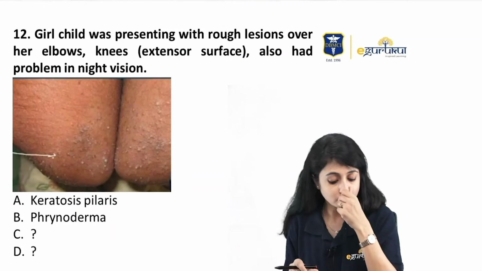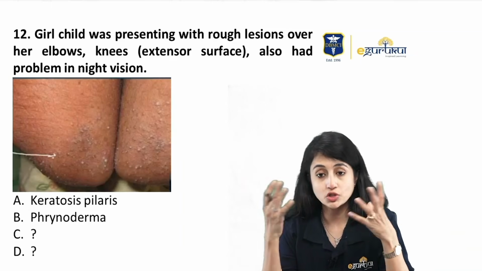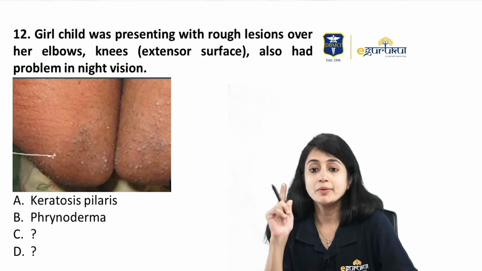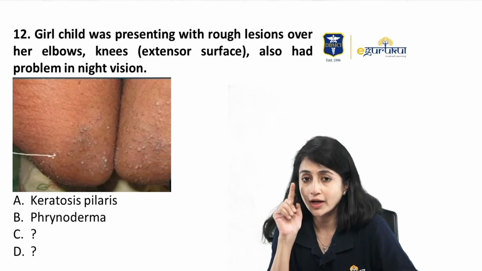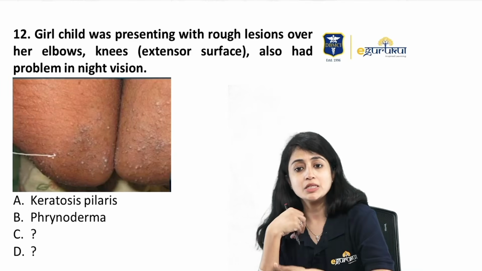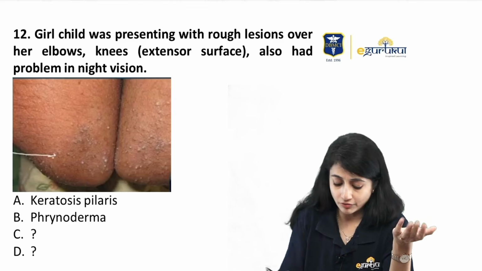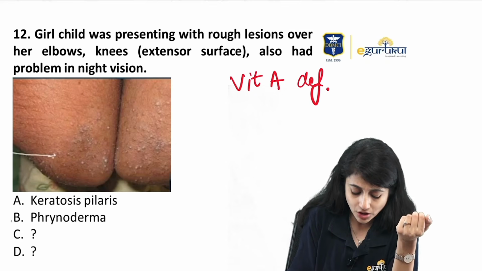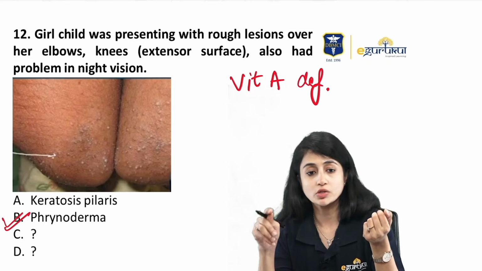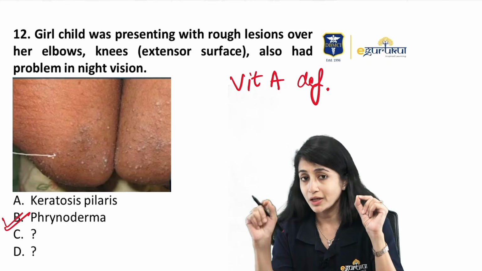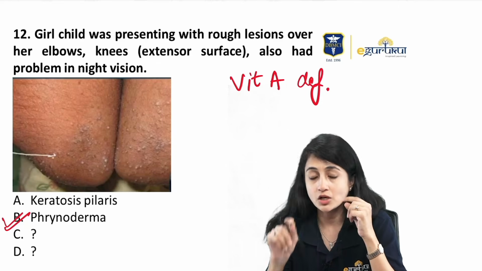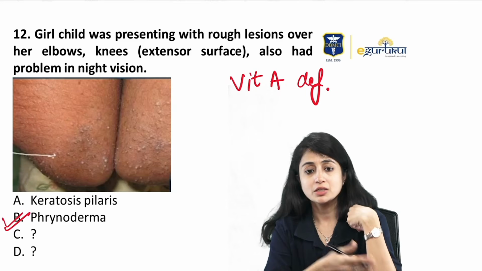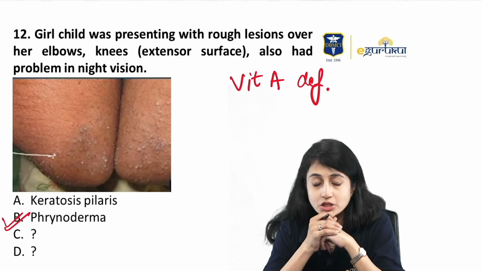The next question was something like this. A girl child presented with rough lesions over her elbows and knees, probably on the extensor surface, and had a problem of night vision. So night vision problems and developing these lesions. So this is vitamin A deficiency. What does vitamin A deficiency lead to in skin? It leads to phrynoderma. This is not keratosis pilaris, though clinically you might get confused, but a history of decreased night vision and having these lesions on the extensor surface, which are rough hyperkeratotic lesions, is phrynoderma.